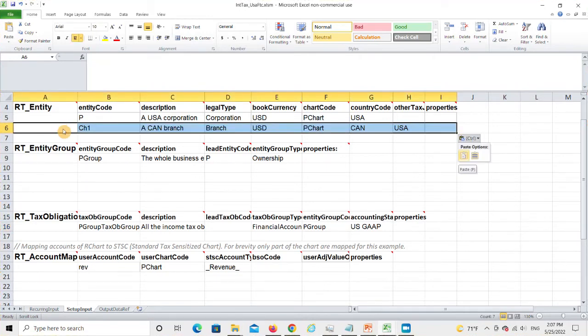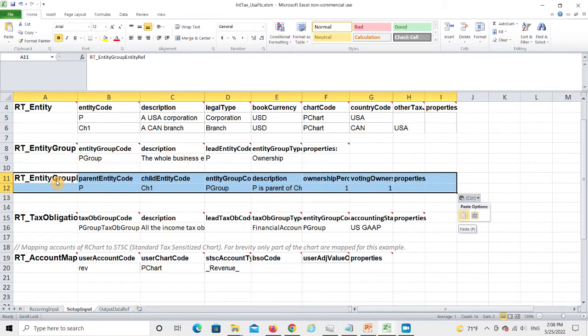So we tell the engine that there is another business entity named CH1. It's a Canadian branch, and it is subject to tax of USA in addition to its own country. We also tell the engine that P in this group owns CH1 100%. Now, we also further want to tell the engine that CH1 also had a revenue of $1,000.